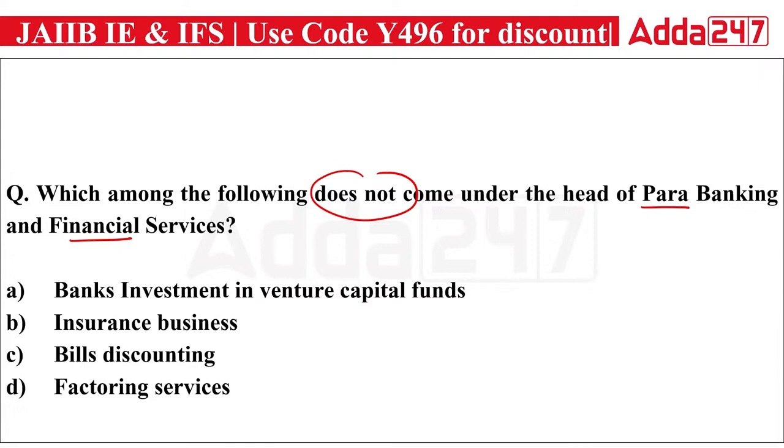It's parabanking. Then factoring services. Factoring is a tool in which the bank provides immediate cash to the sellers in case of trade by taking the trade receivable. That's your factoring. So factoring is also a kind of parabanking, but not bills discounting. Bills discounting is part of the bank's day-to-day transactions. So the right answer will be bills discounting, which does not come under the parabanking and financial services category. So the right answer will be your C option.